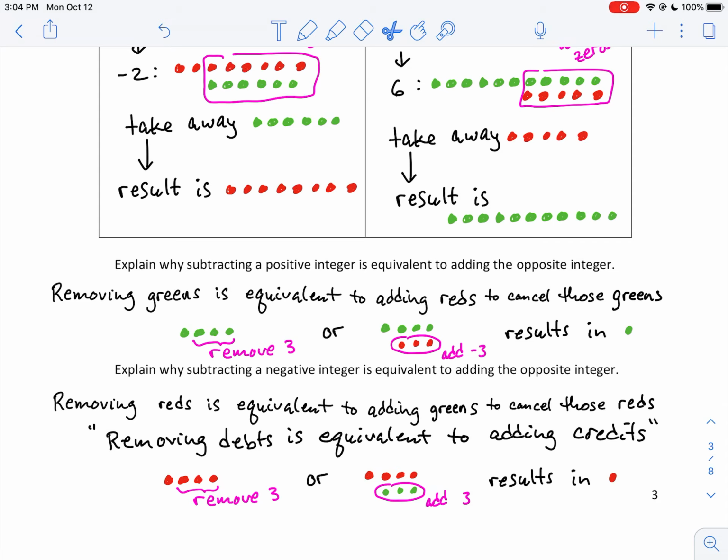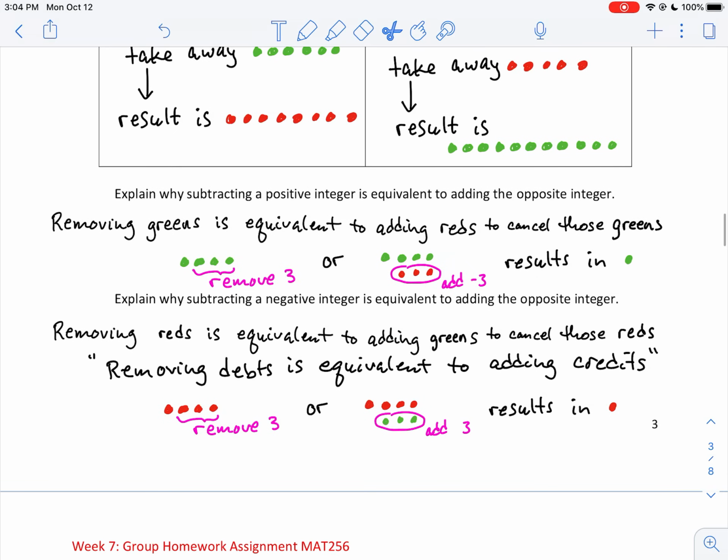So either way of thinking about this has the same effect, removing greens or throwing reds in there to cancel those greens. And similar for the other direction, removing reds is equivalent to adding greens to cancel those reds. So if I had 4 reds and I wanted to remove 3 of them, then I could. Or I could just add 3 greens to the 4 reds so that the net effect is canceling 3 of those reds. And either way you think about this, you're left with a single red in this example.